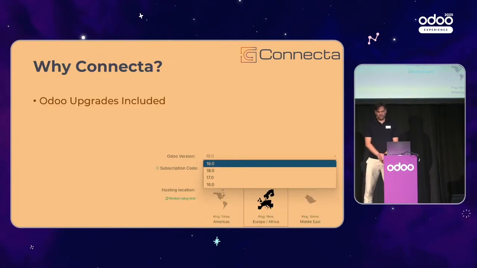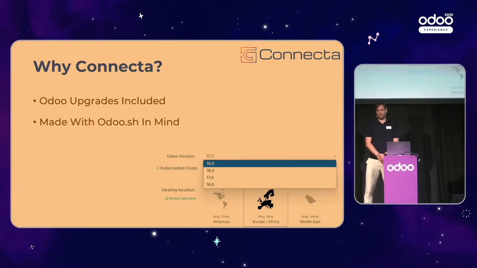So when you have Connecta, the Odoo upgrades are included in your license. So whenever we move, we just have Odoo version 19 available. So Connecta will also be supported on the latest platform, and then your settings just move from your previous version of Connecta to the new one.